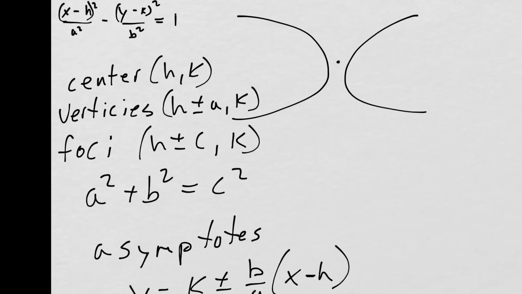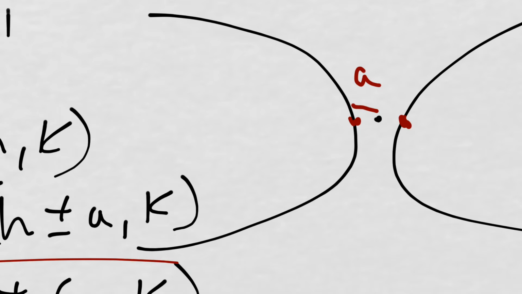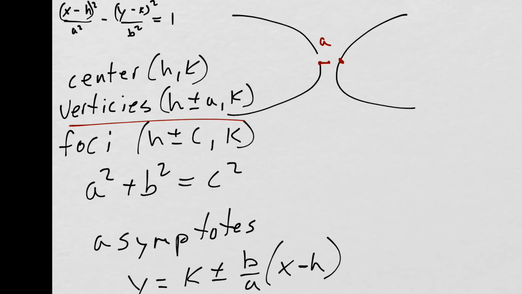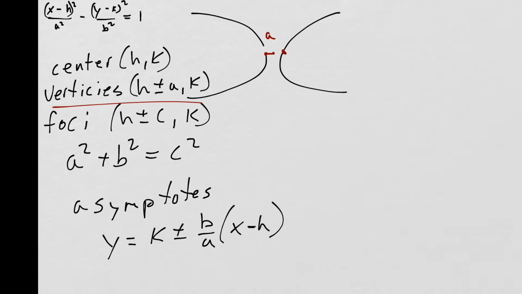The vertices are going to be here and here, at (h plus or minus a, k). So this distance is a. I guess I could get that a little more accurate here. This distance, right? Whoops, that's a whole eraser. This distance from the center to the vertex is a. It's the same as what it was in the last one.